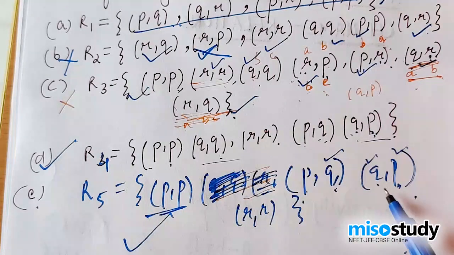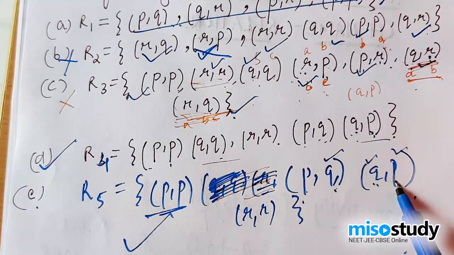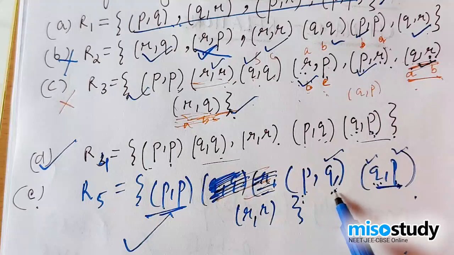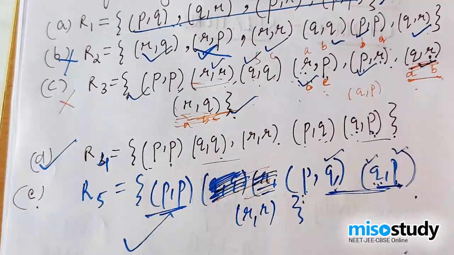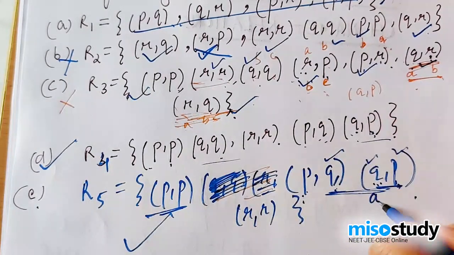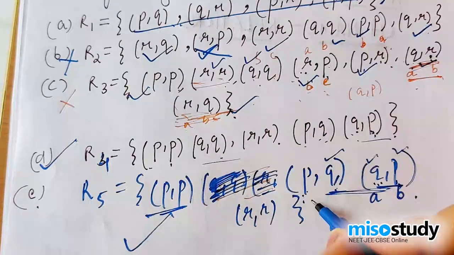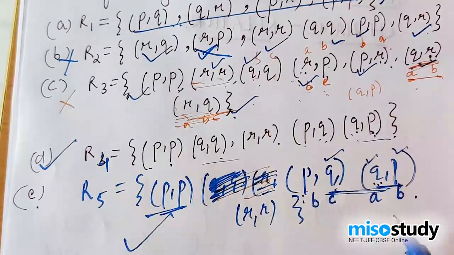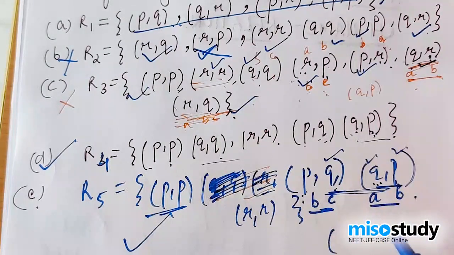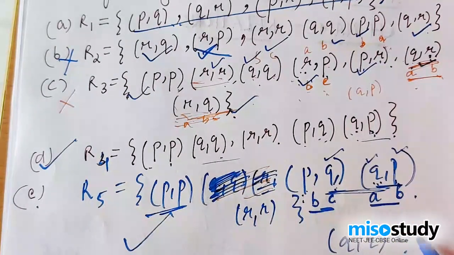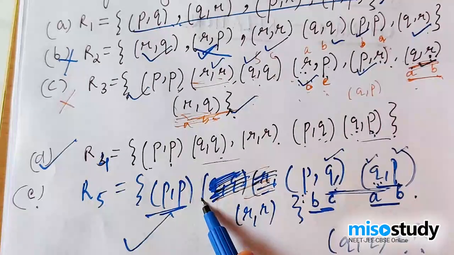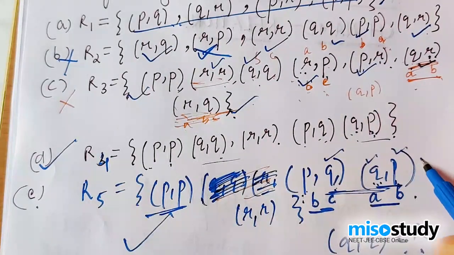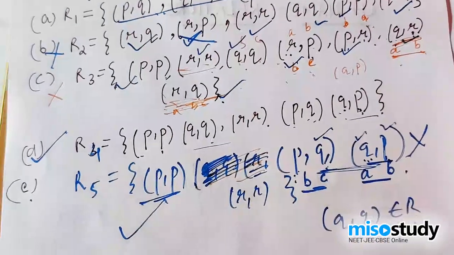Now you have Q is linked to P, and Q is linked to P and P is linked to Q, then you must have QQ also over here, right? Are you getting my point? A is linked to B and B is linked to C, then you must have QQ also belonging to R. But since QQ is not belonging to R, it is not a transitive relation.